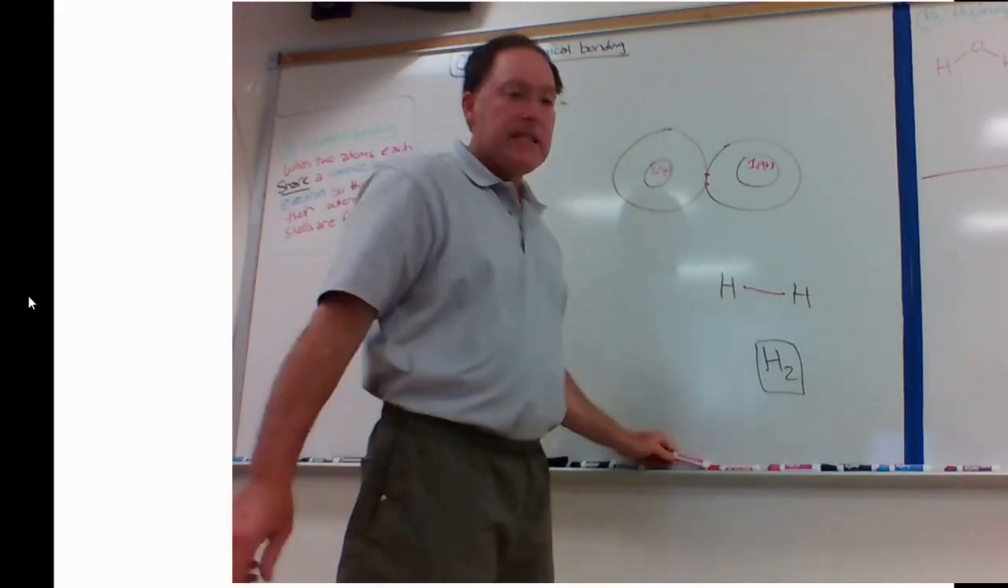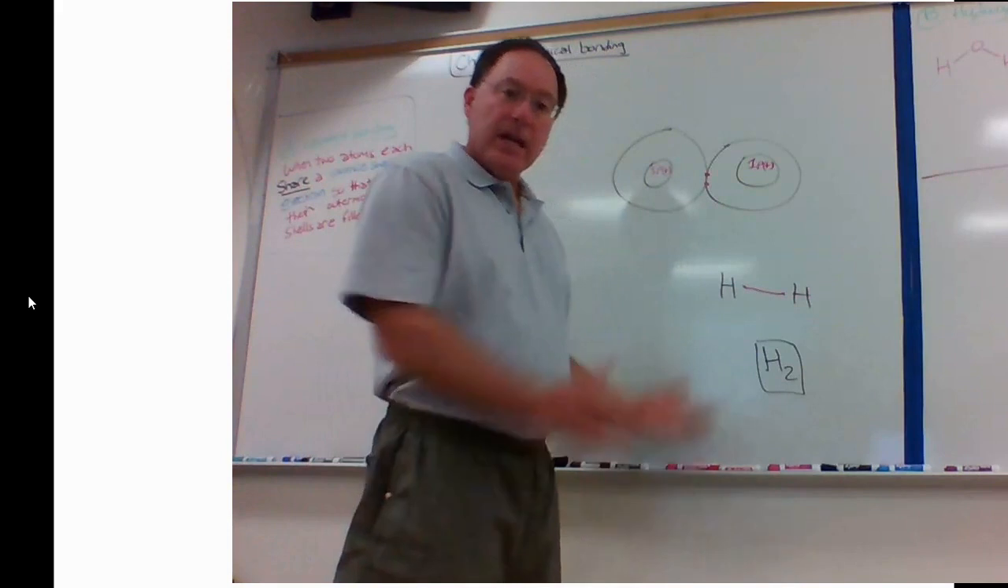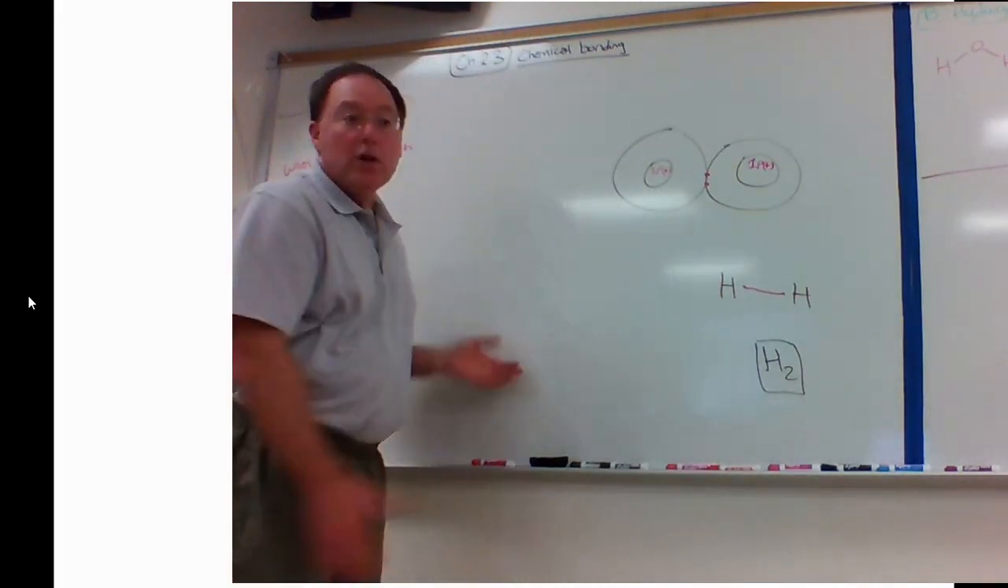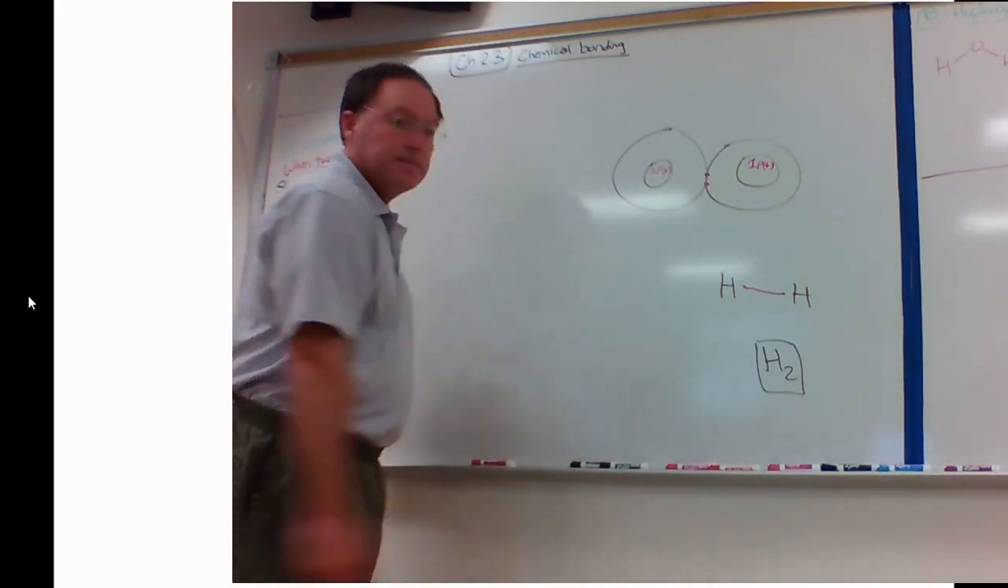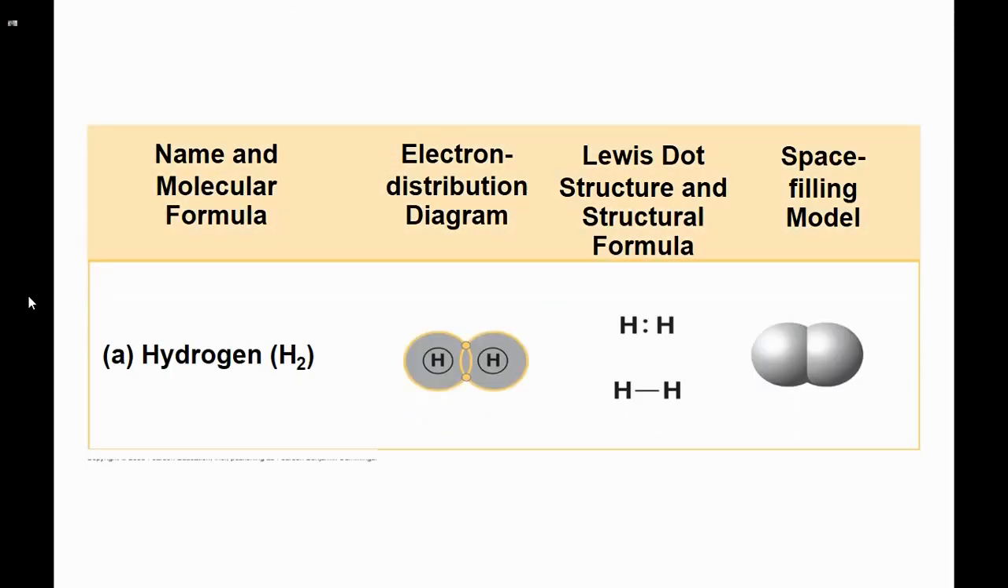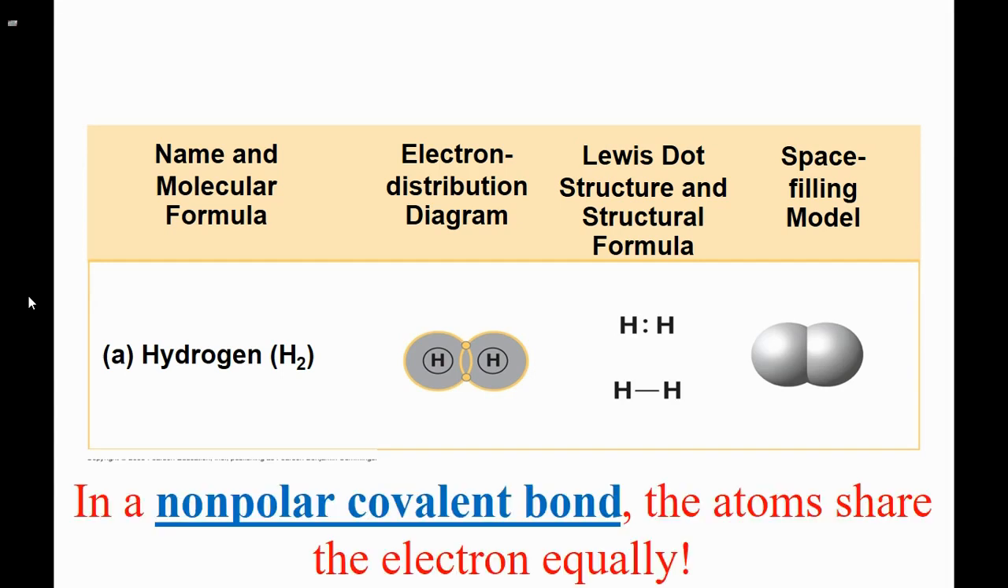And this is called a single covalent bond. Single, just like oxygen would be called a double covalent bond. Here it is. You can see the Lewis dot structure and structural formula. You can see the name and molecular formula there. The electron distribution diagram, we just drew that. These atoms are sharing these electrons equally.